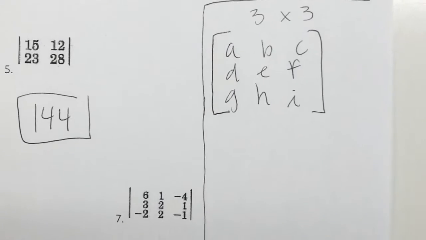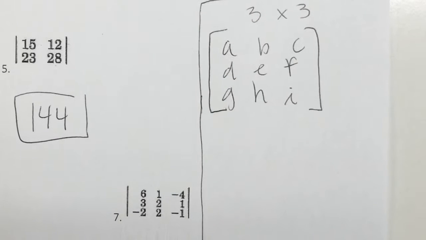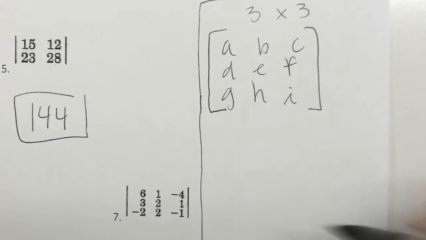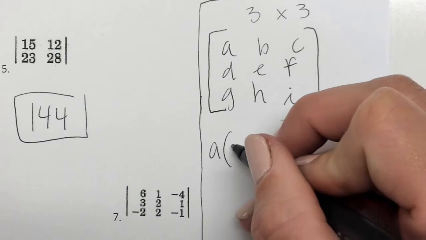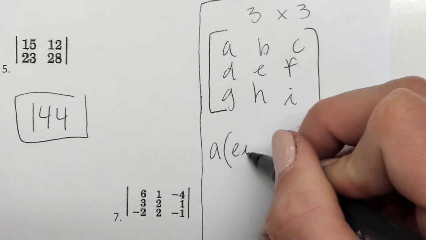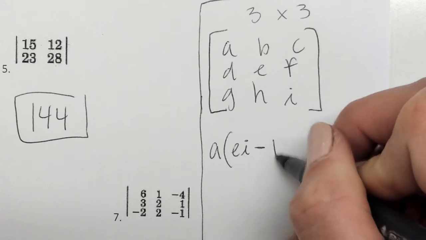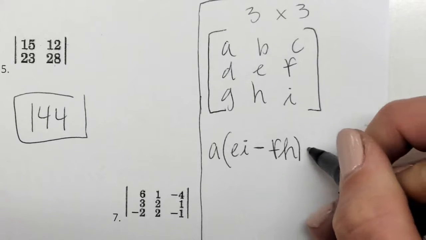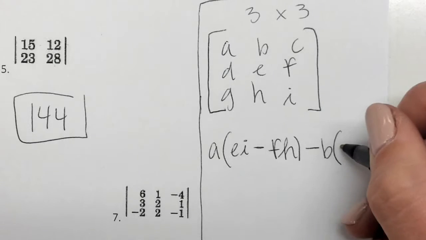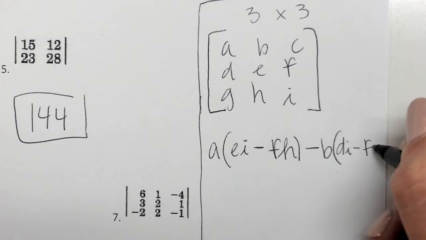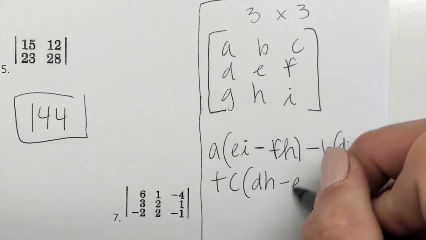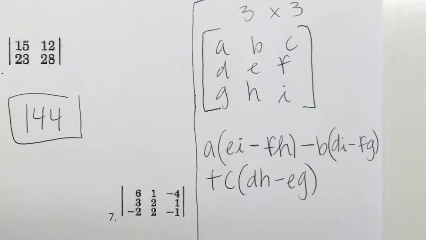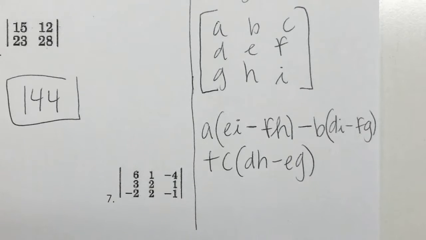I'm going to write the formula first on how to find the determinant of a 3 by 3. Then I'm going to show you the pattern. Okay? So write the formula first. I'll give y'all time to copy it down, and then I'll go over the pattern. That's the formula for a 3 by 3.